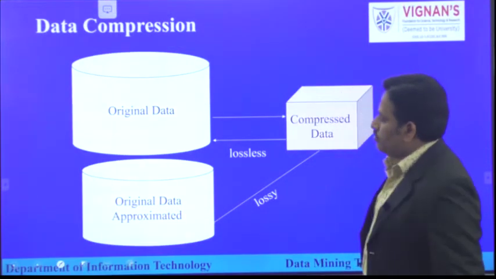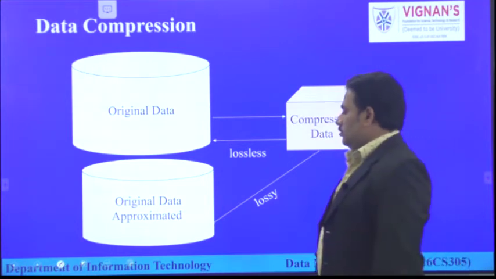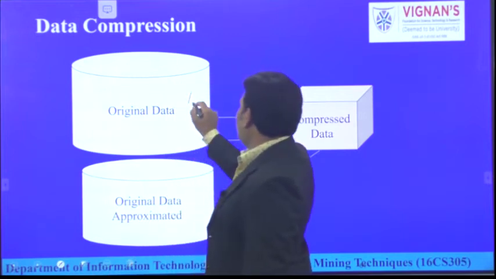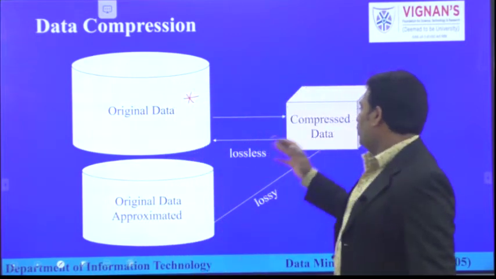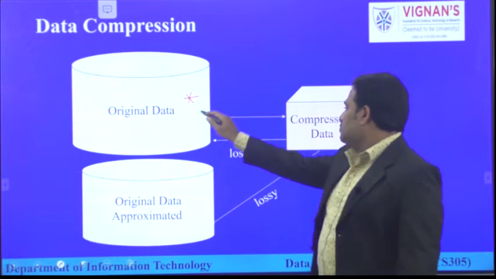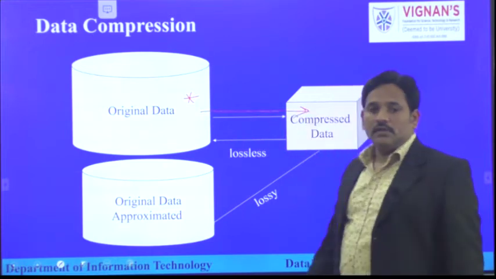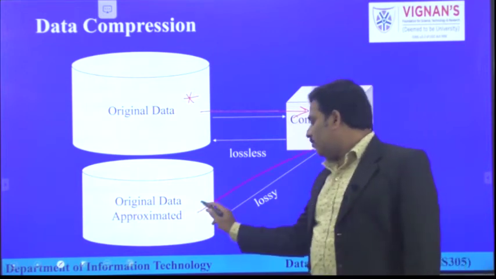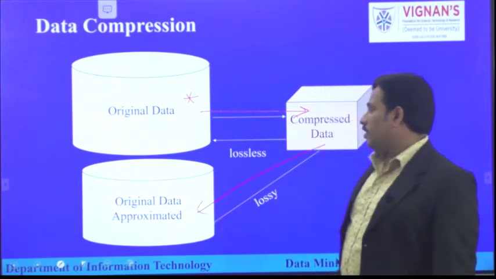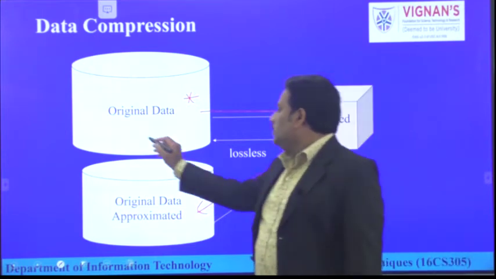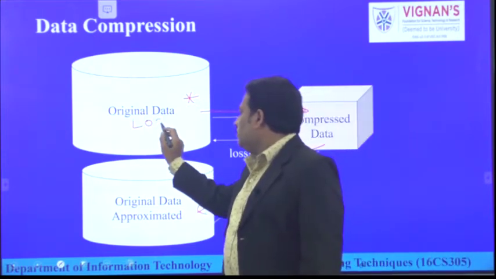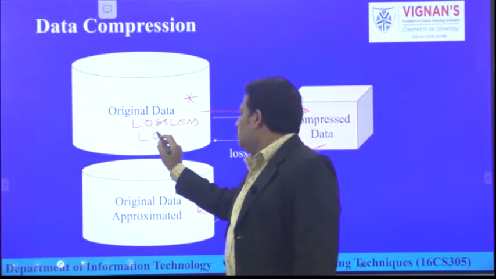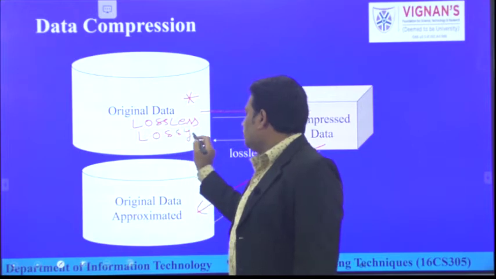Now look here, when we are using a compression approach, this is the original data. On this original data, we are applying some compression techniques. Again, after decompressing the data, there may be a chance of having some loss. So when we are applying compression and decompression, there is a possibility of having lossless compression and lossy compression.